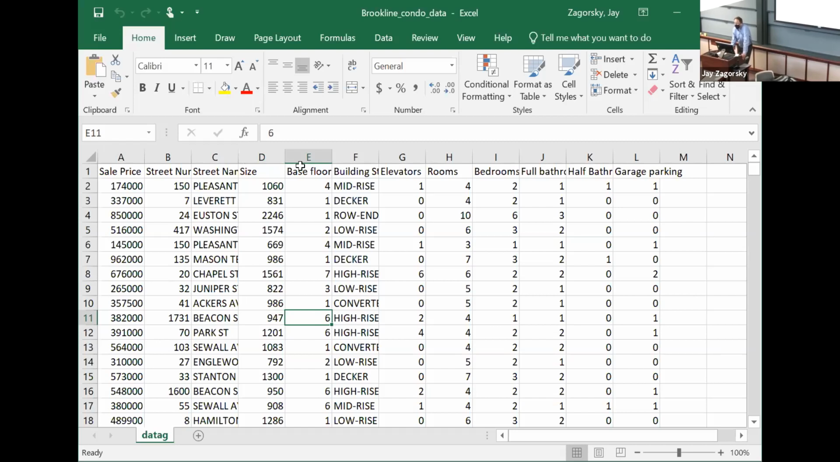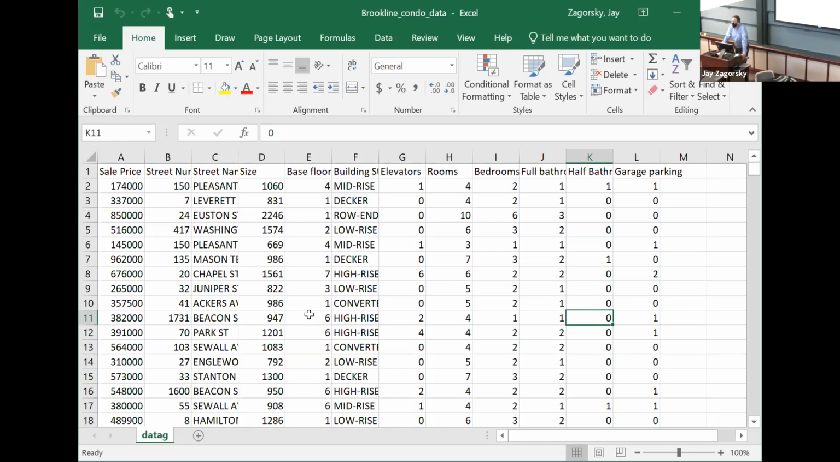Floor. This is the number of floors in the building, and it's on the 6th floor. All right, so it's a 6th floor unit. The building is a high-rise, which means it probably has more than 6 floors. There are 2 elevators in the building. The condo had 4 rooms, of which 1 was a bedroom. Bathrooms are not counted in the room count. In Massachusetts real estate, bathrooms aren't part of the room count. So there was 1 full bath, no half baths.